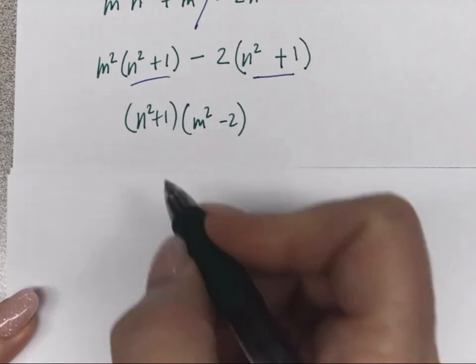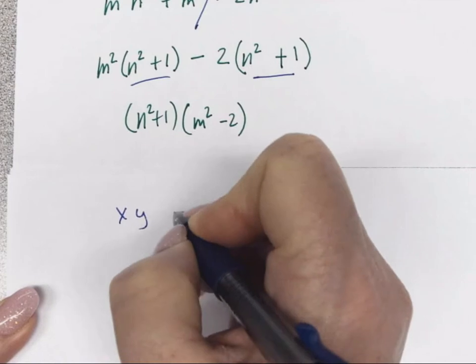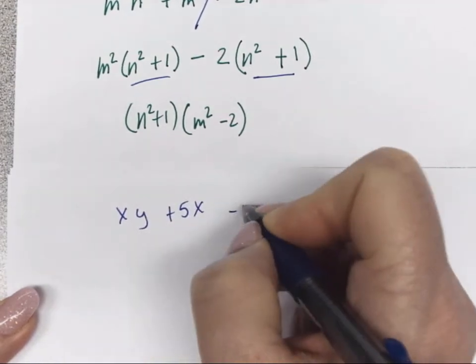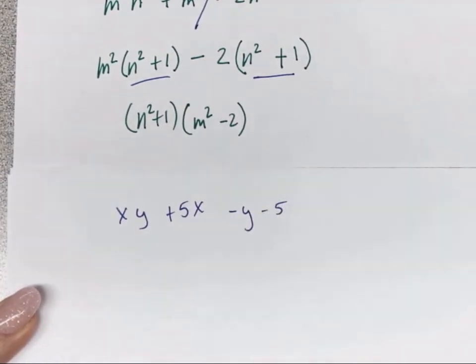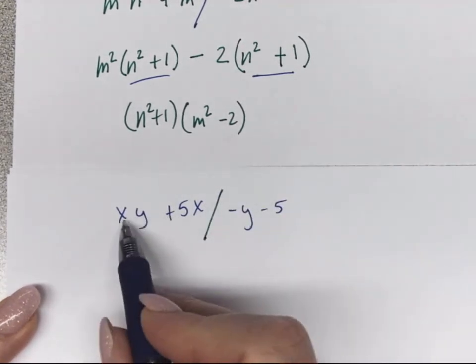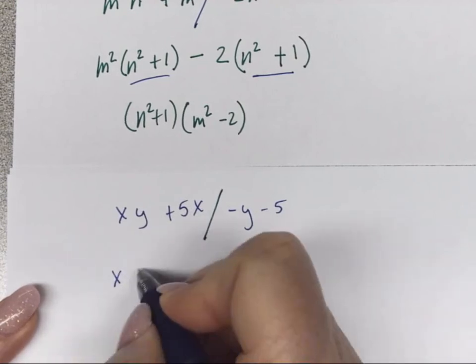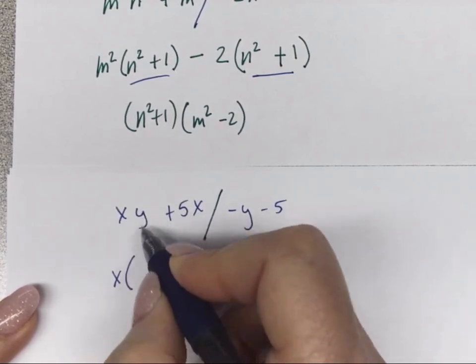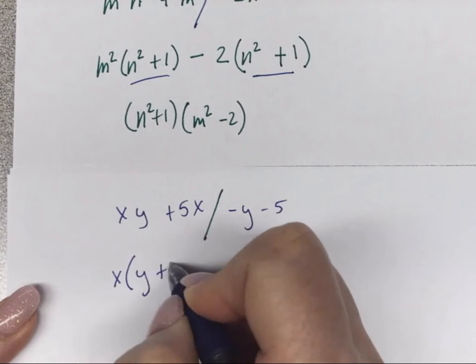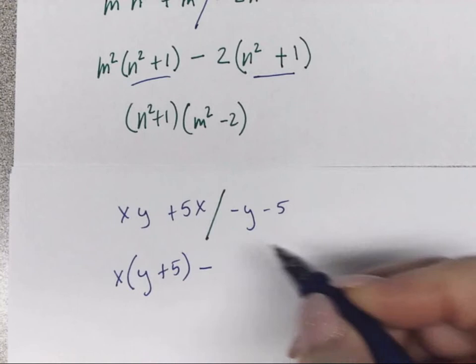So our next problem, we have xy plus 5x minus y minus 5. So again, we have 4 terms. Let's split it in half. On the first set, between xy and 5x, they have a factor of x. And that will leave me with a y plus 5 when I factor out the x. Bring down the minus sign.